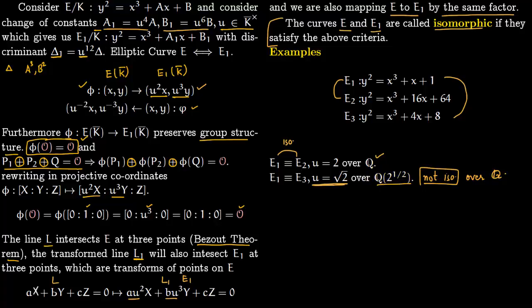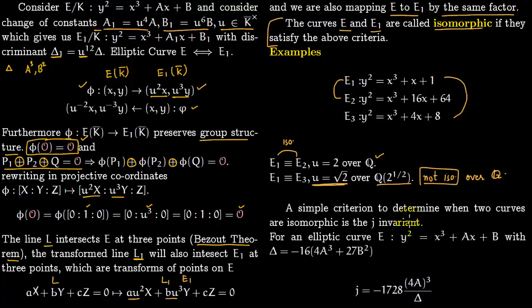Now we want a simple criterion to determine when two curves are isomorphic. The simple criterion is the j invariant of the curve. So rather than checking this, you can check the j invariant. For an elliptic curve E in short Weierstrass form, y square is equal to x cube plus ax plus b, if the discriminant is set as minus 16 times (4a cube plus 27 b square), then the j invariant is minus 1728 times 4a cube over delta.